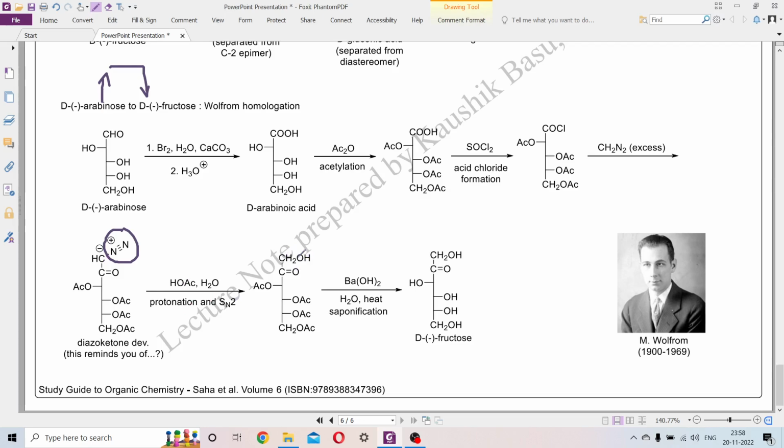The only thing that remains for you to do is to hydrolyze these acetate groups, which you can do with a BAC2 mechanism, deploying an alkali such as barium hydroxide. Saponification will take place, giving rise to D-minus-fructose. So this is the second homologation technique alongside Kiliani-Fischer that we have studied. But Wolfrom homologation is specifically for conversion of an aldose to the next higher ketose, whereas the Kiliani-Fischer converts an aldose into the next higher pair of aldoses which are epimeric at C2.